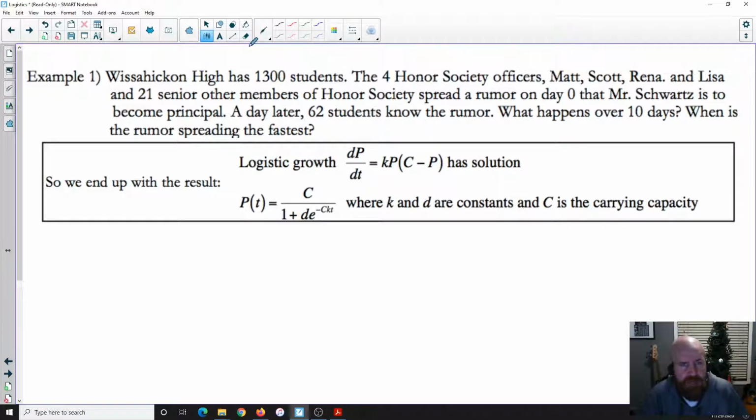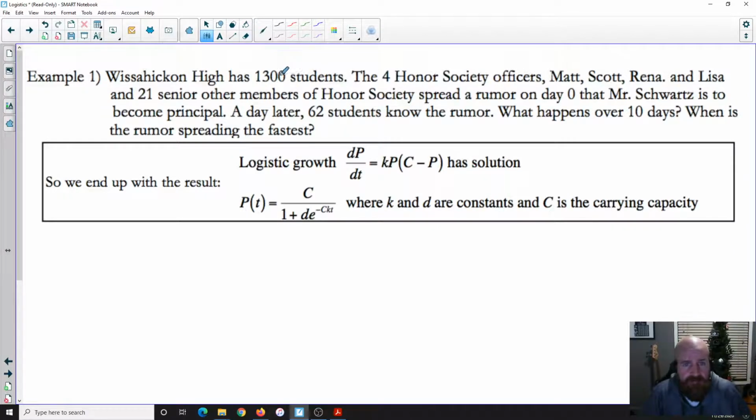So let's see, a high school has 1,300 students. The four honor society officers, Matt, Scott, Rena, and Lisa, along with 21 other members, spread a rumor on day 0 that Mr. Schwartz is to become principal. A day later, 62 students know the rumor. What happens over 10 days, and when is the rumor growing the fastest? So these are very typical things that are asked of you in a logistic problem and an exponential problem.